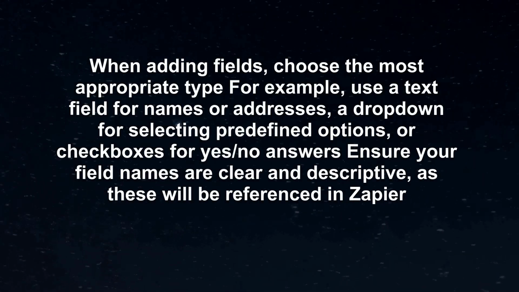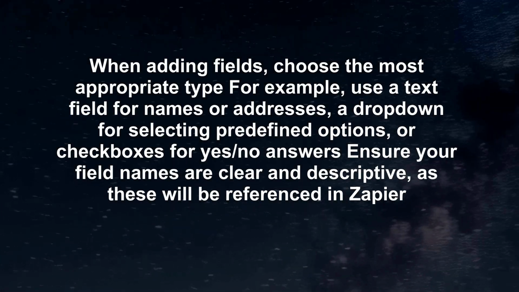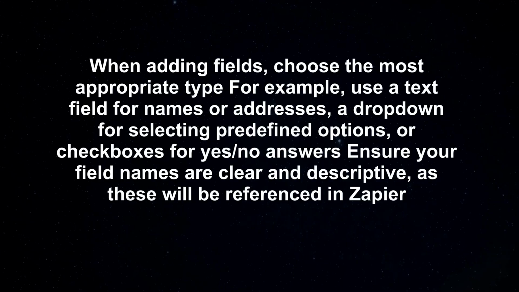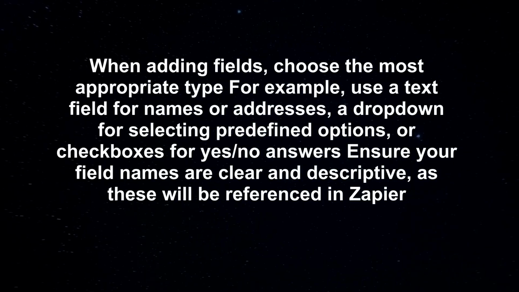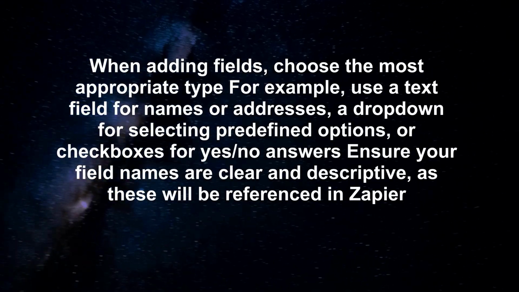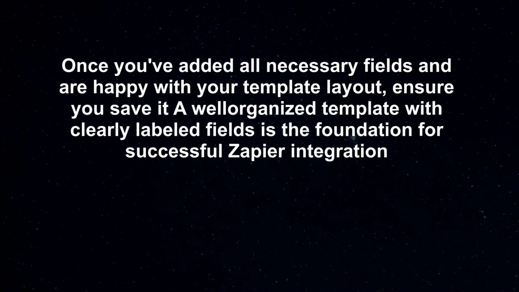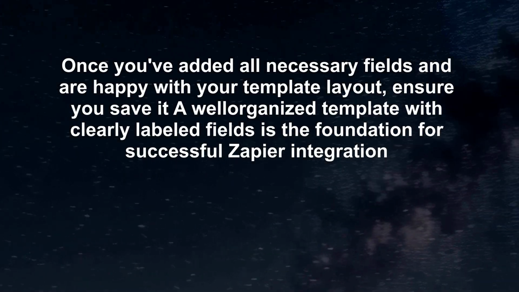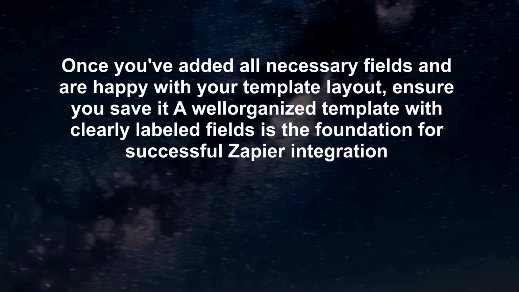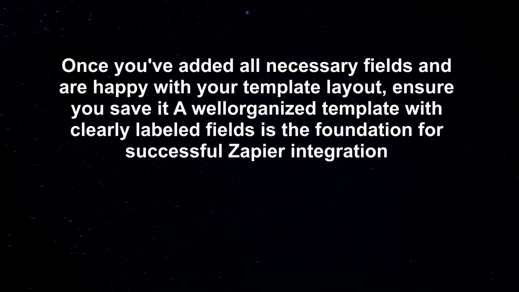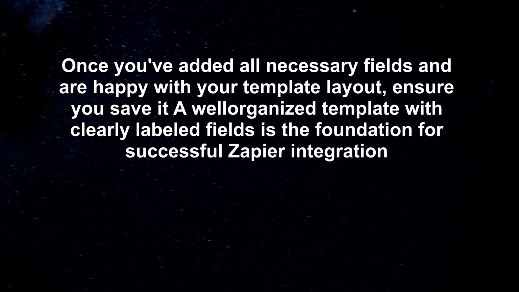For example, use a text field for names or addresses, a drop-down for selecting predefined options, or checkboxes for yes/no answers. Ensure your field names are clear and descriptive, as these will be referenced in Zapier. Once you've added all necessary fields and are happy with your template layout, ensure you save it. A well-organized template with clearly labeled fields is the foundation for successful Zapier integration.